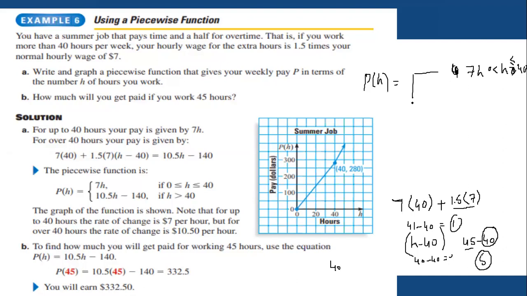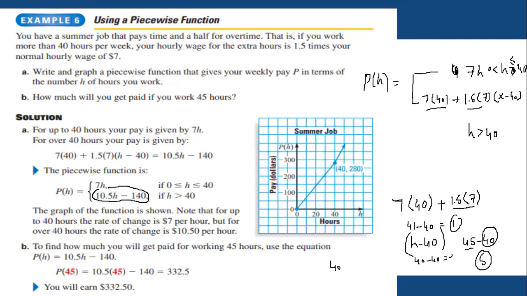So we have 7 multiplied with 40, then we have 1.5 multiplied with 7 and multiplied with h minus 40 hours. When you simplify this, multiplying with h and with 40, the function is 10.5h minus 140. This is your main function. And you can write the condition for this: when working hours are greater than 40, like 41, 42, 43 are possible.